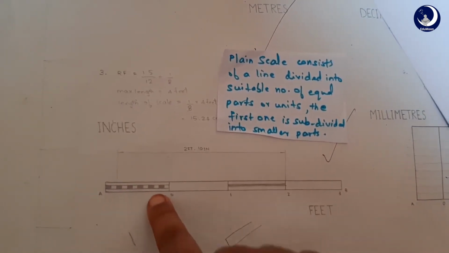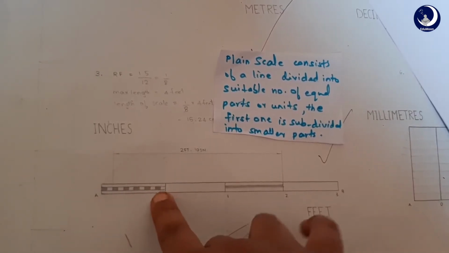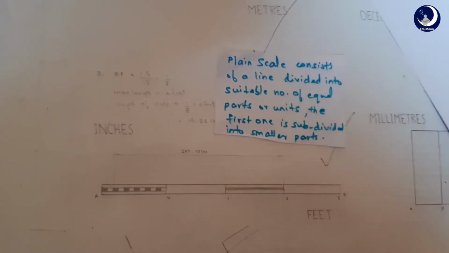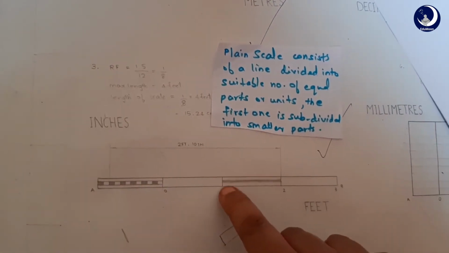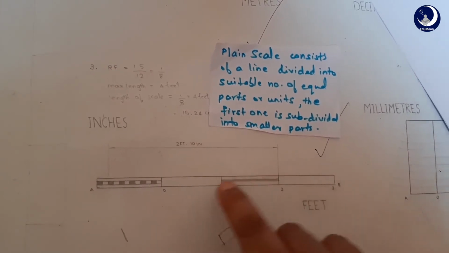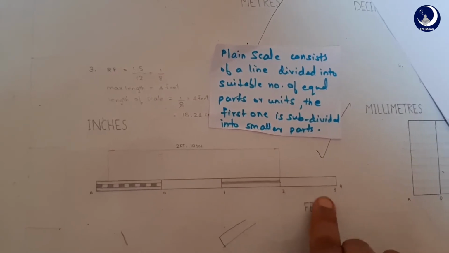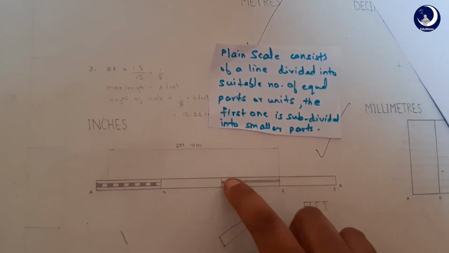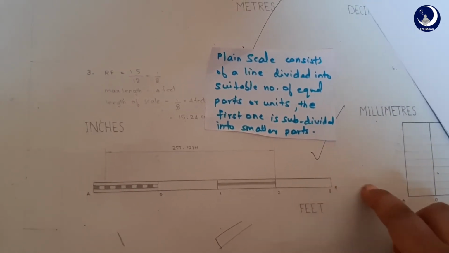And the first one is divided into smaller parts. That is, the first part of the scale will represent the smallest unit the scale is showing. And every alternative part, you have to represent the smaller unit. And this will represent the smallest unit. Since these have only 4 parts, only one part is showing the smaller unit. If there were more, then this part also would have been shaded.